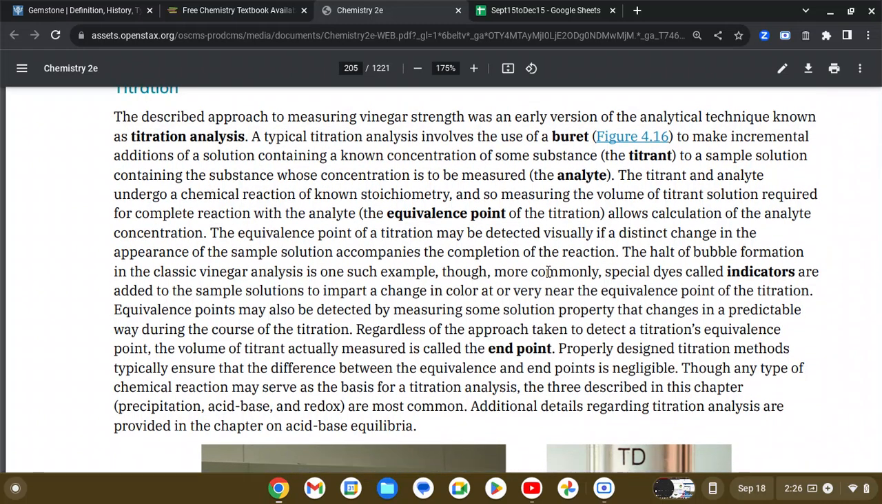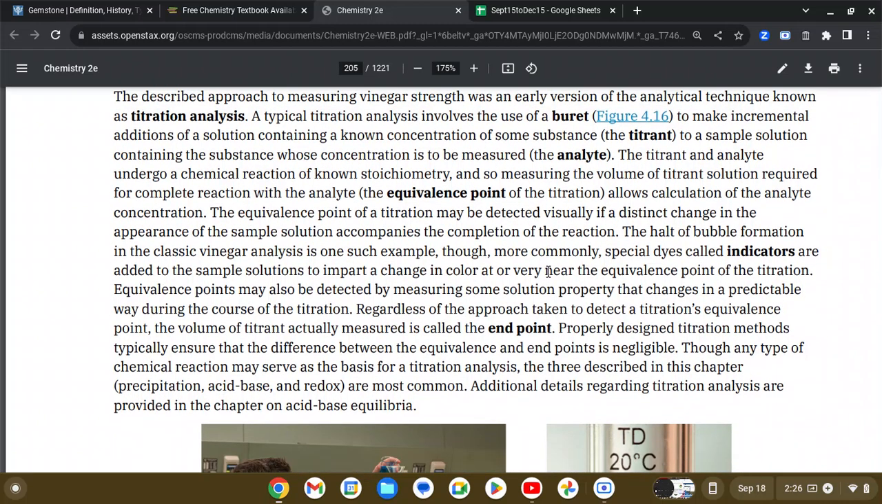The described approach to measuring vinegar strength was an early version of an analytical technique known as titration analysis. A typical titration analysis involves the use of a burette to make incremental additions of a solution containing a known concentration of some substance, the titrant, to a sample solution containing the substance whose concentration is to be measured, the analyte. The titrant and analyte undergo a chemical reaction of known stoichiometry, and so measuring the volume of titrant solution required for complete reaction with the analyte, the equivalence point of the titration, allows calculation of the analyte concentration.